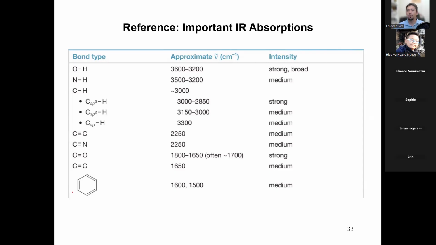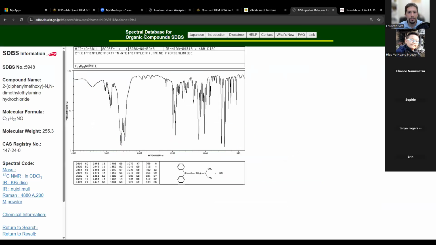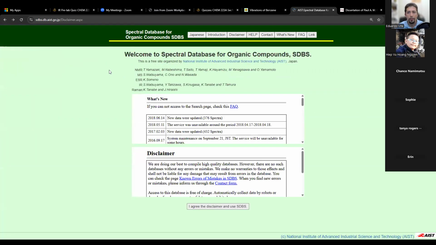Okay. So I would like to finish with this. I'm going to share the website. And this website is called the Japanese Spectral Database of Organic Compounds. So right over here, Spectral Database for Organic Compounds. Let me see if I can go back. Here we go. So this is what you would see at the homepage. You can go and look at this website on your own.